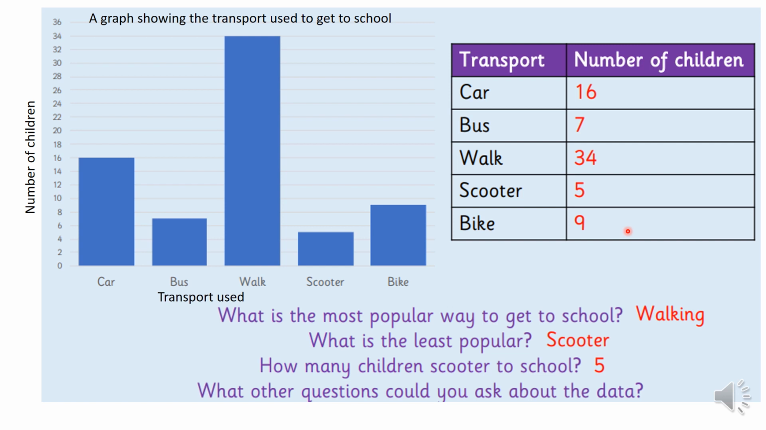I then look at the questions. What is the most popular way to get to school? Look at my values here, and I can clearly see 34 is the biggest, and that is walking. What is the least popular? I look along here, and I can see that scooter is the least at 5. How many children scooter to school? And I can see that it's 5. Did you have any other questions about the data that you could ask?